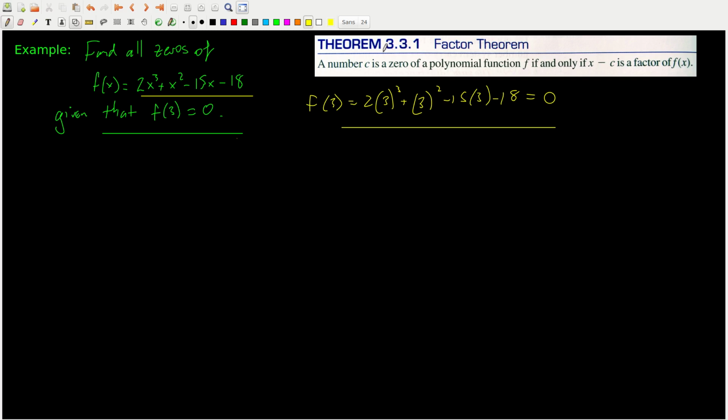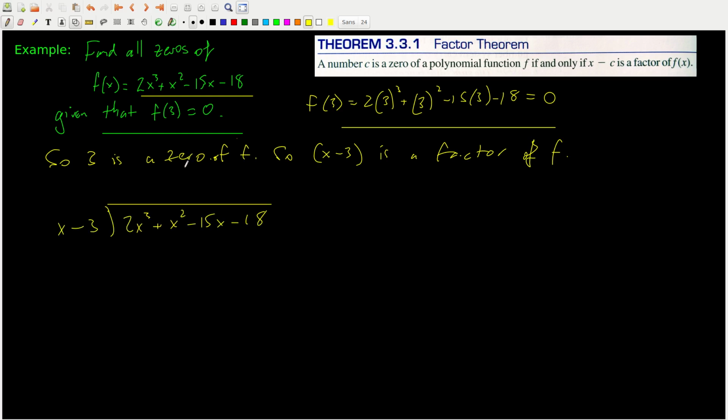And from the factor theorem, we know, well, from the definition, we know that 3 is a 0. 3 is a value that makes f 0. So 3 is a 0 of f, and from the factor theorem, that tells us that x minus 3 is a factor of f. And if I know a factor of f, then I can use the techniques from the previous section to find the other factors.